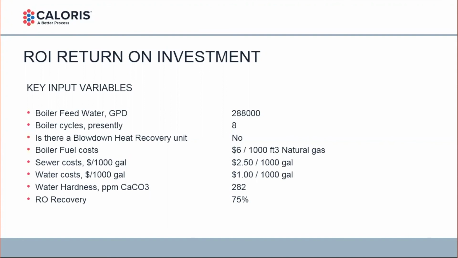Boiler fuel cost, $6 per 1,000 cubic feet of natural gas. Sewer costs of $2.50 per 1,000 gallons. Water costs, $1 per 1,000 gallons. We'll have a water hardness of 282, and for the RO recovery, we're going to use 75%. I should say this RO recovery makes a huge difference. For this particular example, if I went to an 80% recovery, that corresponds to about $20,000 per year in savings.